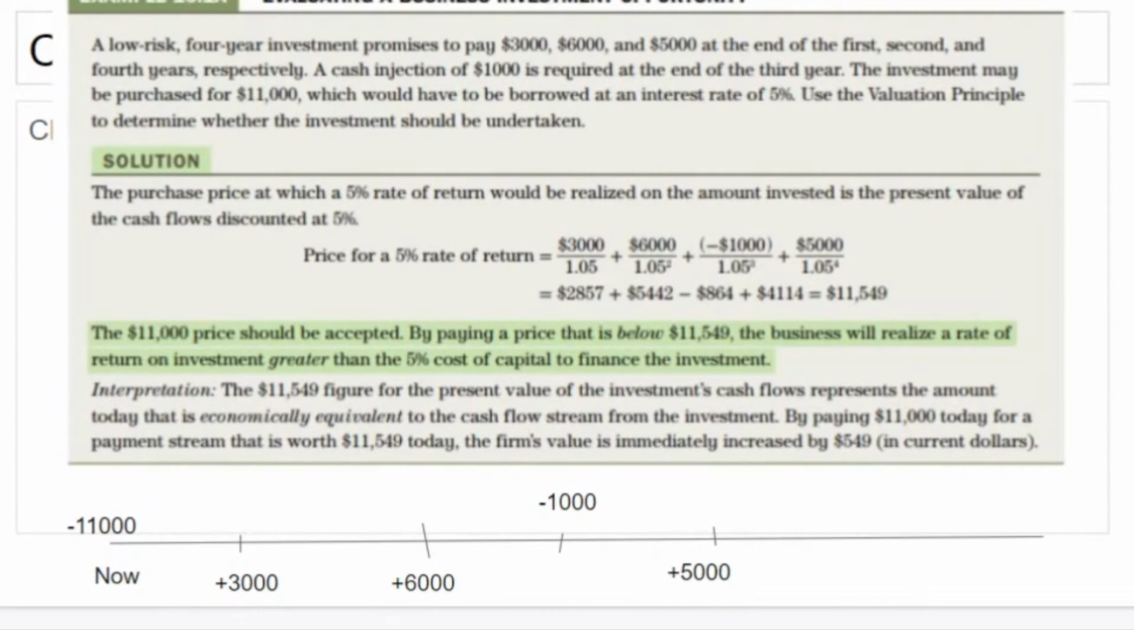We're going to take this $6,000. We've got to bring it back 2 years. We've got to take this $1,000 that we've got to spend out. We've got to bring it back 3 years. And we've got to take this $5,000 and bring it back 4 years. Keeping in mind the positive and minus signs: the plus is money coming in, minus is money going out.